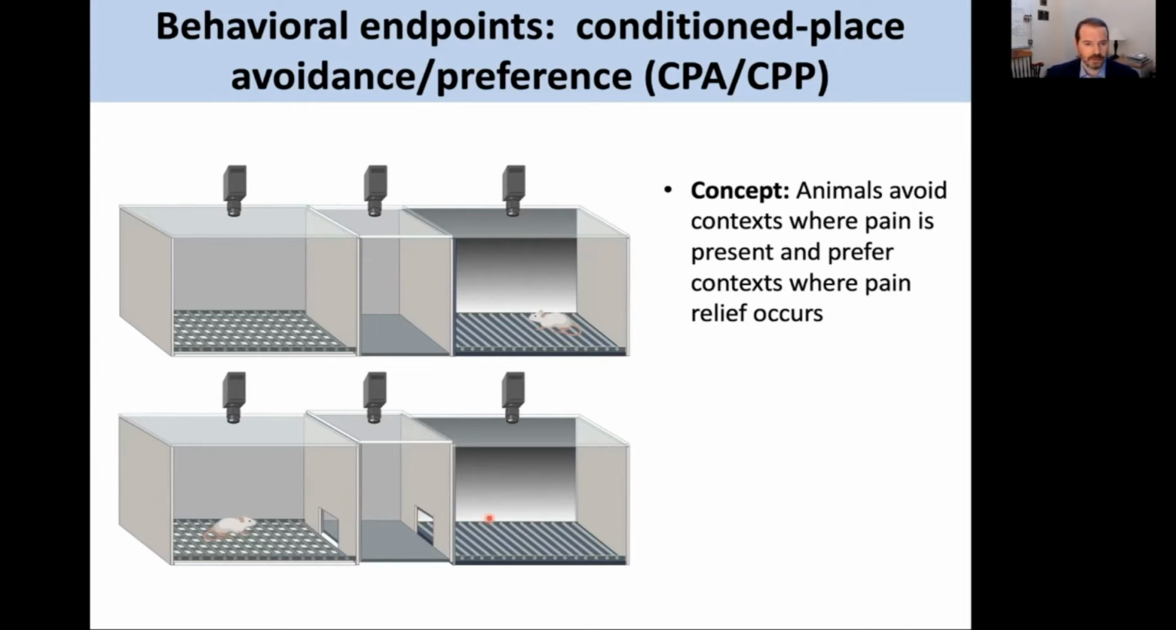So the concept here is that animals avoid contexts where pain is present, where they experience pain, and they prefer contexts where pain relief occurs, assuming they had pain in the first place to actually be relieved. The pearl here is that both of these techniques might be capturing headache and not, again, a surrogate for headache, something that comes along with headache. They may actually be measuring the headache itself.